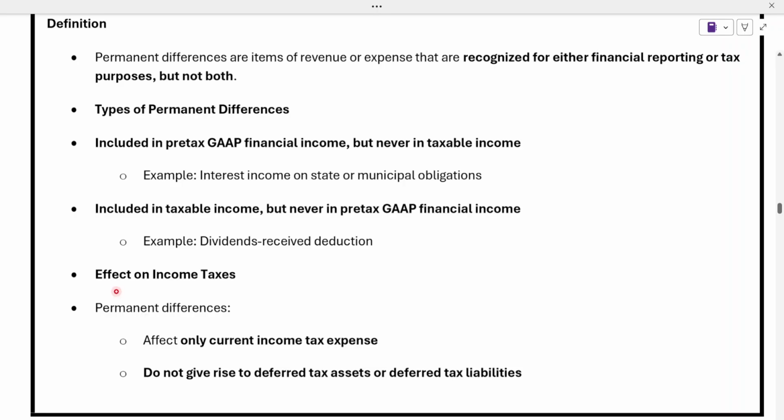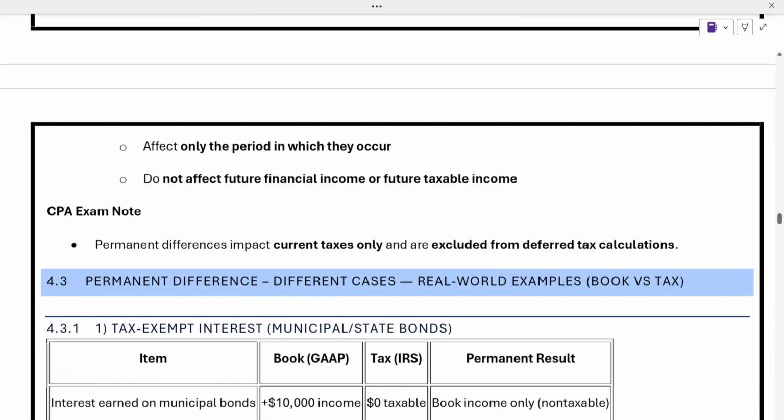Now what will happen? The effects on income tax will be like permanent differences. Why? Because it only affects the current income tax expense, because you will be paying lower or higher taxes in the current period. In future periods you don't need to do anything because there won't be any reversal, there won't be any liability. So you will say that this does not give rise to any deferred tax assets or deferred tax liability. Nothing is being raised. Now it affects only the period in which they occur, which is the current period, and it does not affect the financial income or future taxable income.